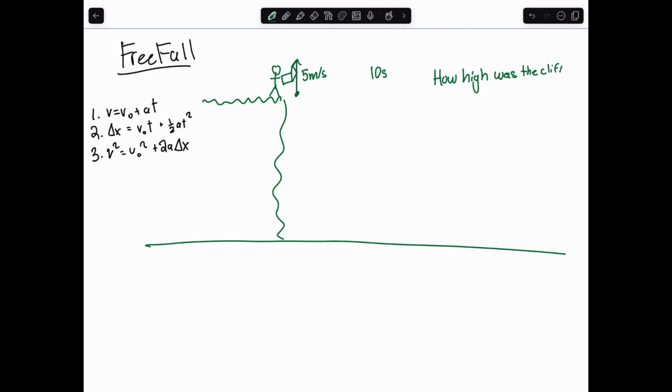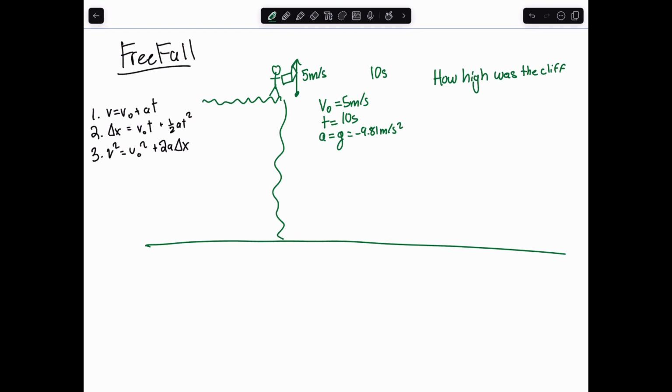Okay, cool. Let's start by listing what we know. We've got a V naught, which is 5 meters per second. We've got a time, 10 seconds. We've got an acceleration, negative 9.81 meters per second squared.